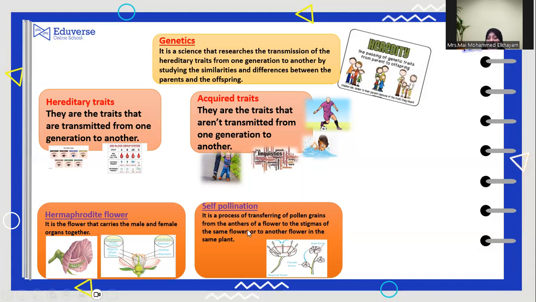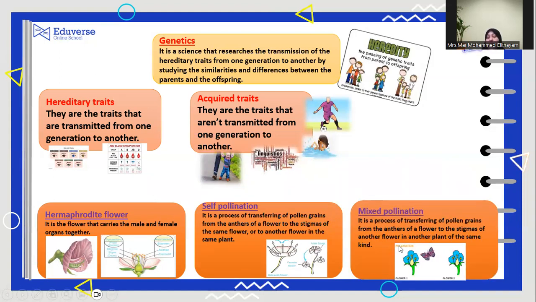If the pollen grains are transferred from the anther of the flower to the stigma of the same flower, or the stigma of another flower on the same plant, this is called self-pollination. While in mixed pollination, or cross-pollination, as you can see here, it is a process of transferring pollen grains from the anthers of a flower to the stigmas of another flower in another plant of the same kind. What will transfer it? This can happen by the wind or by insects like butterflies or bees.